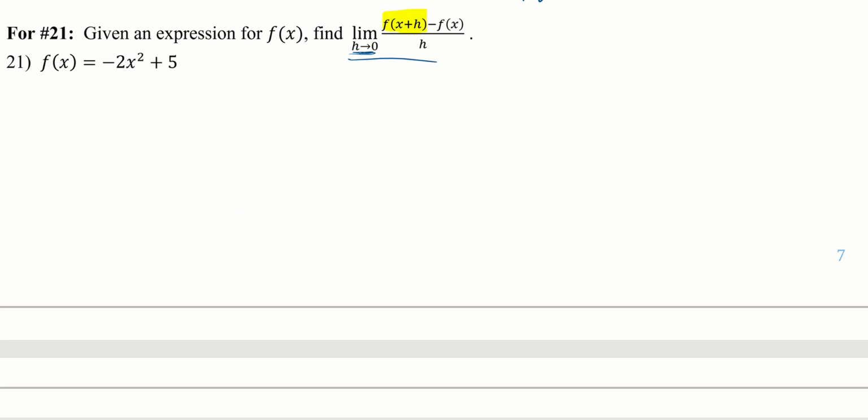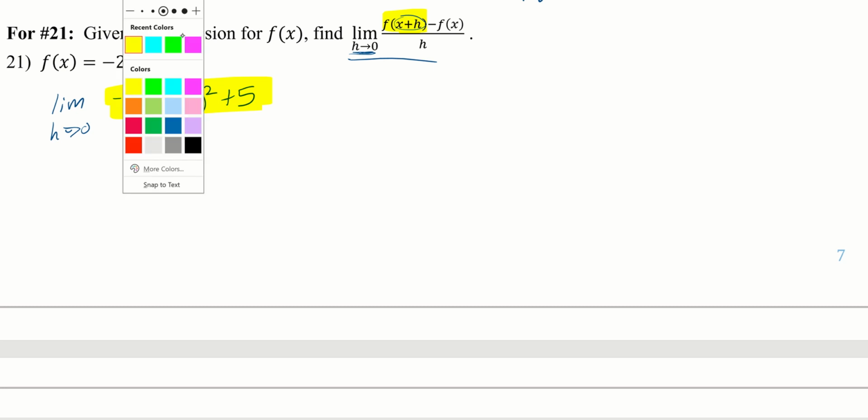If I gave you something like f of 3, right? You would know that x would equal 3. Wherever you saw an x, you would plug in a 3, right? So I'm going to go through and solve that first. All I'm going to do is wherever I see an x, I'm going to replace it with x plus h. So my limit as h approaches 0, again, I'm going to do -2, plug in x plus h where I see the x, plus 5. So that right there is that part right there.